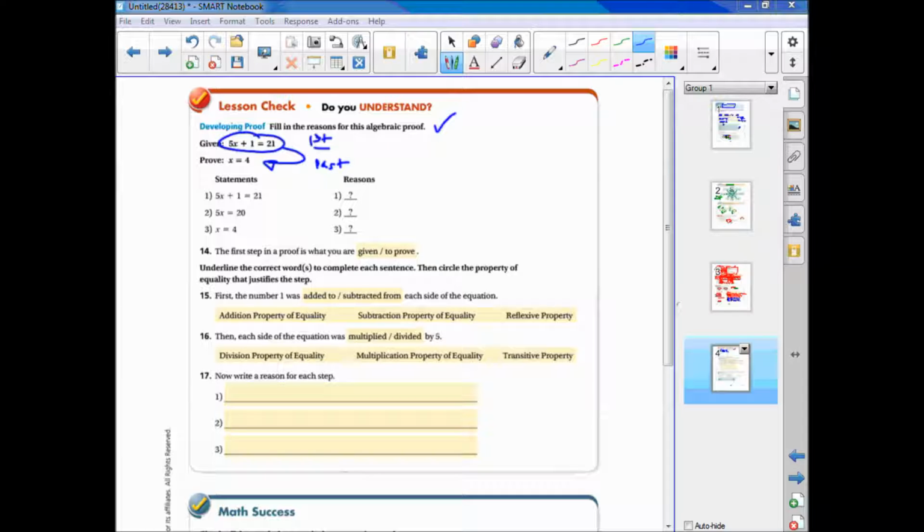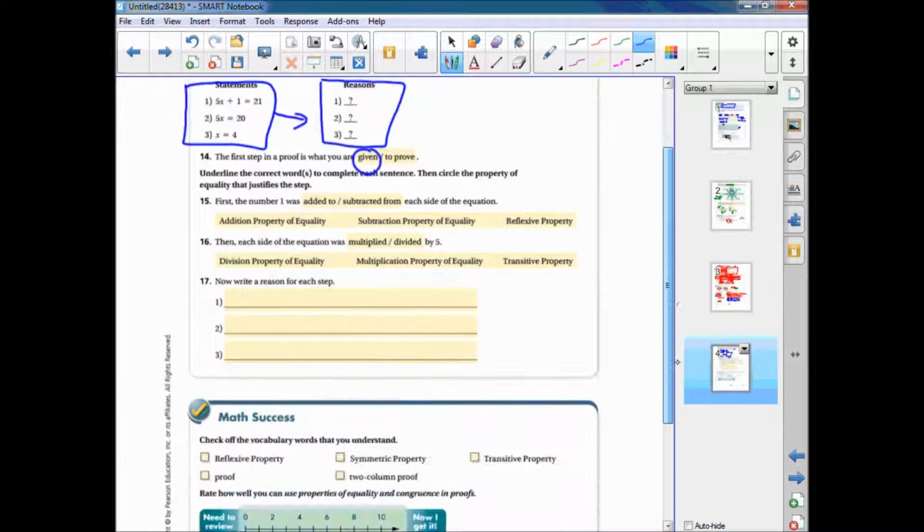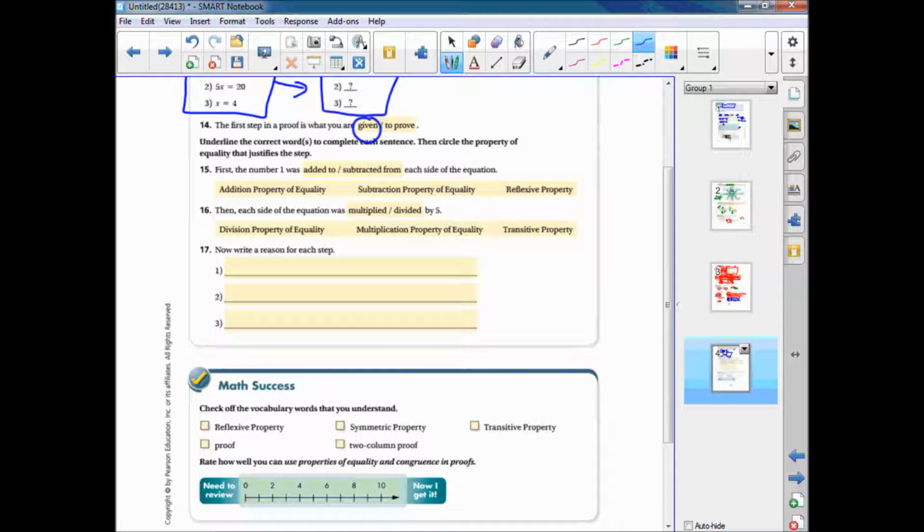All right, so we have 5x plus 1 equals 21, 5x equals 20, and then x equals 4. So we were given the proof part, the statements. We just need to come up with the reasons ourselves. Okay, so these questions will walk us through that. So the first step in the proof is, what are you given? Okay, so that's why this is there. Okay. And then underline the correct words to complete each sentence, and then circle the property of equality that justifies the step. Okay. For the first, number 1 was added or subtracted to both sides of the equation.